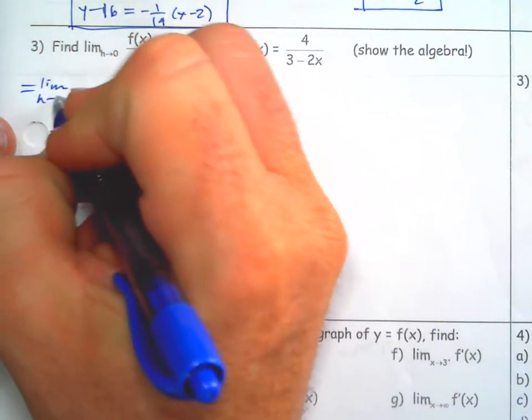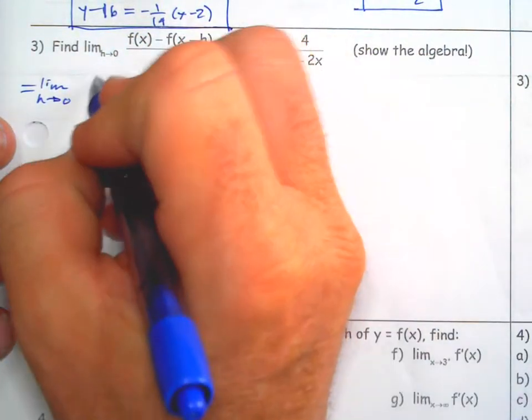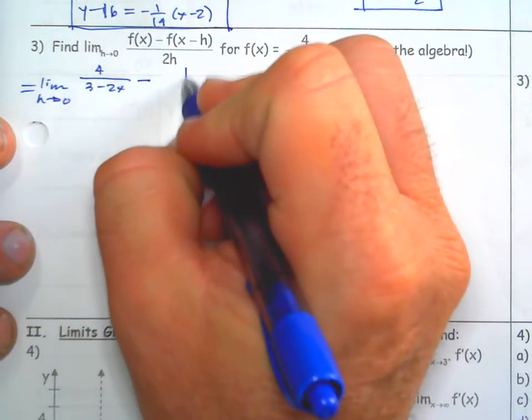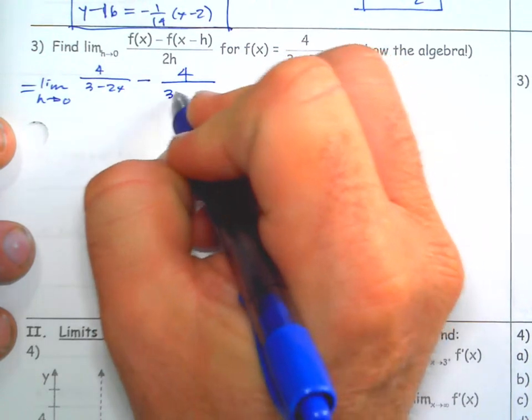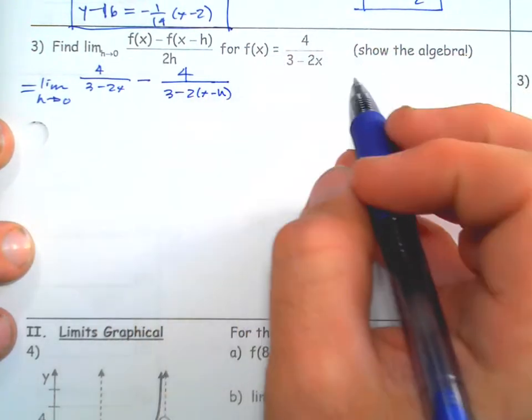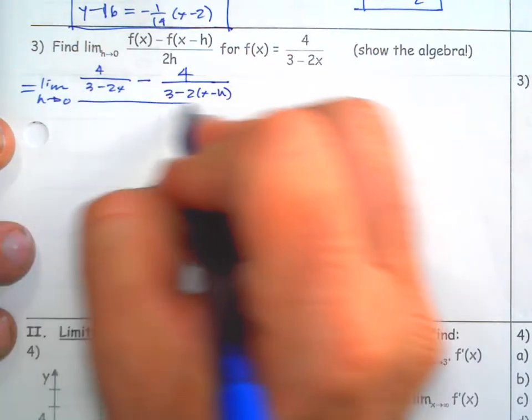So very proper here. You've got the limit still. We're going to plug x into there. It's 4 over 3 minus 2x, minus, I'm going to plug x minus h in for the x, in parentheses. I would definitely do parentheses, all over 2h.